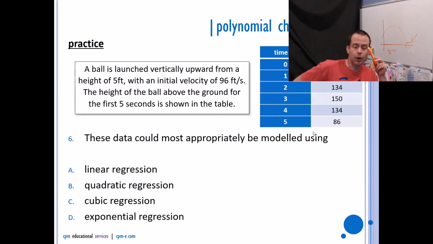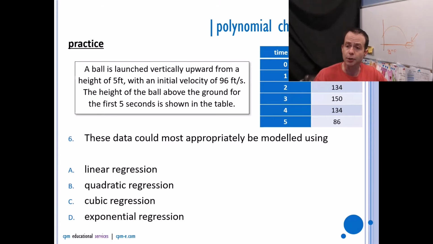The height of the ball above the ground for the first 5 seconds is shown in the table. This data could most appropriately be modeled using, well, we could do that just based on following what y is doing. I'm going up and then I'm starting to go down again, okay? Just based on the fact that I'm going up and then down, that sounds quadratic, right?